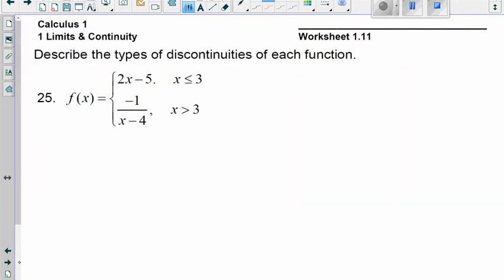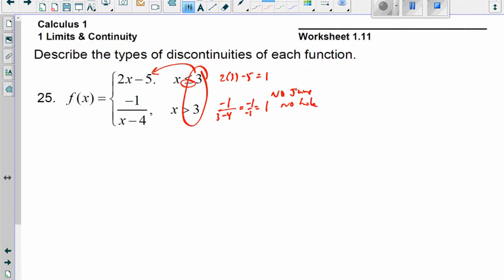Types of discontinuities on each question, each function. This one, we have to check 3. So if we plug it into each, 2 times 3 minus 5 is 1. Negative 1 over 3 minus 4 is negative 1 over negative 1 is 1. There is no jump. It has an equal sign. There is no hole. That means as far as 3 goes, it's continuous.